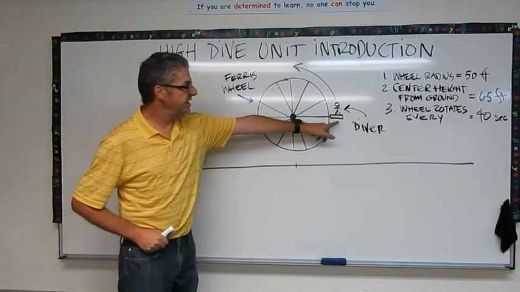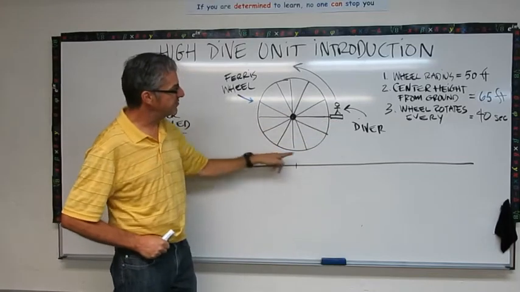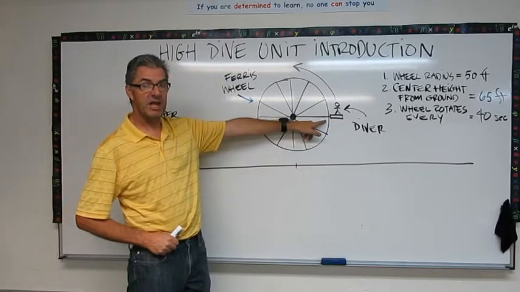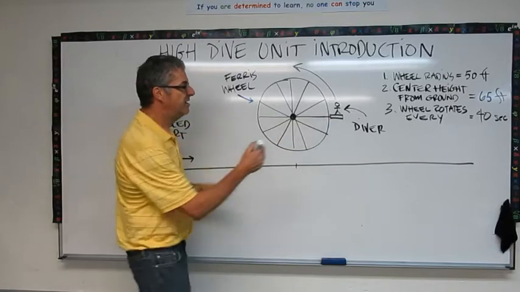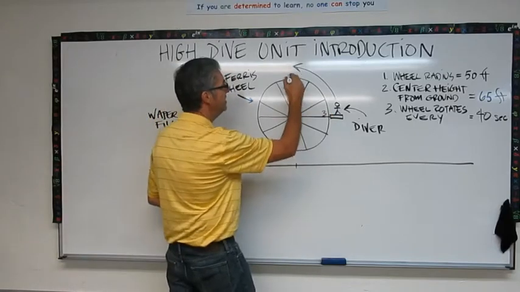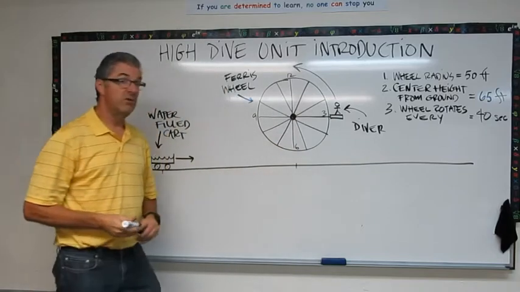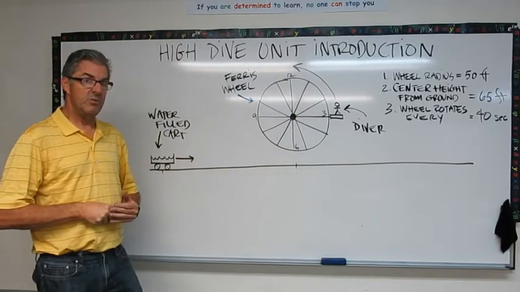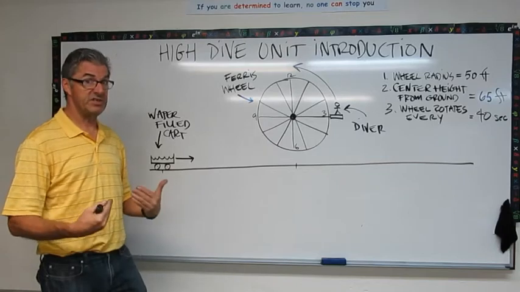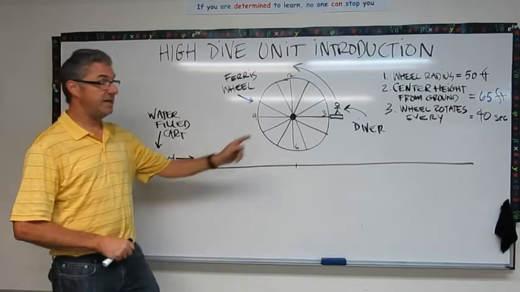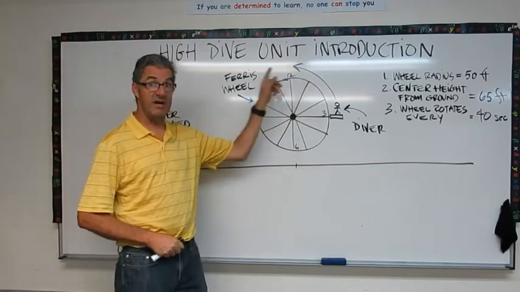So the diver's standing on a platform on this Ferris wheel at what we call the 3 o'clock position. That's 3 o'clock on the clock. So this would be 3, this would be 12, this would be 9, and this would be 6. So when we talk about the Ferris wheel, we talk about these o'clock positions. That tells us where it is. And keep in mind that it spins counterclockwise.